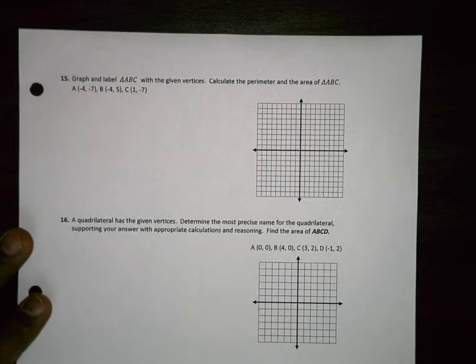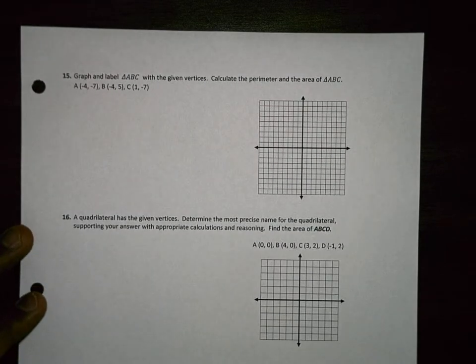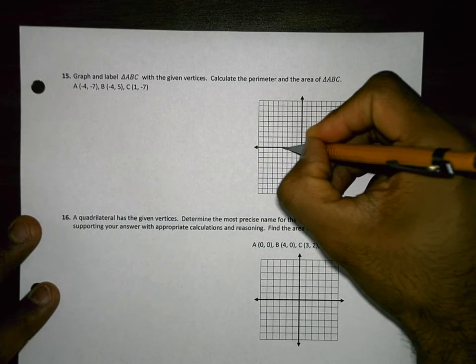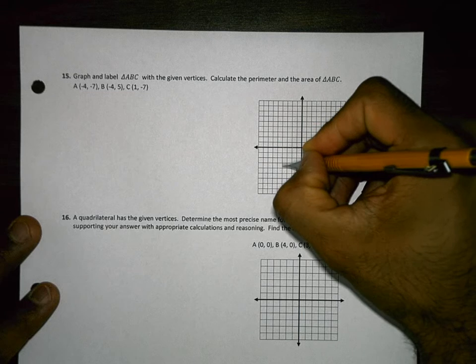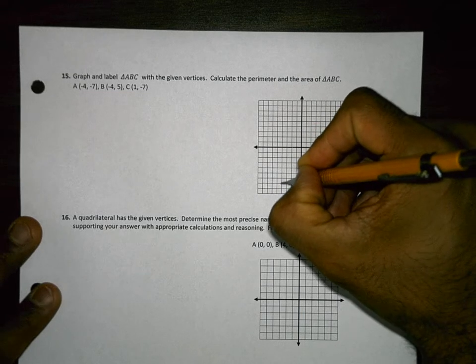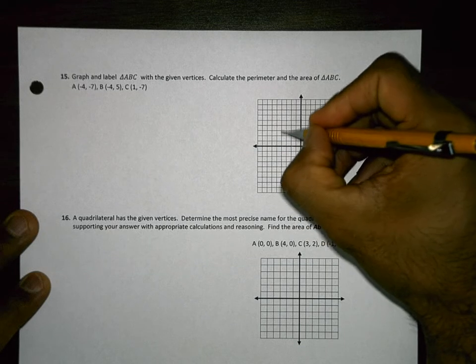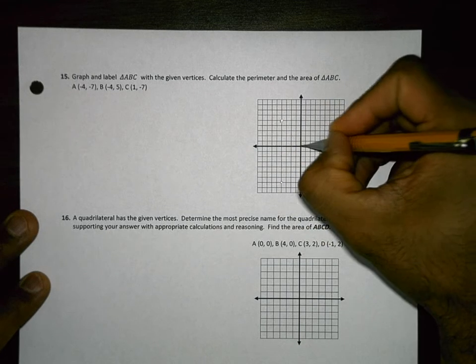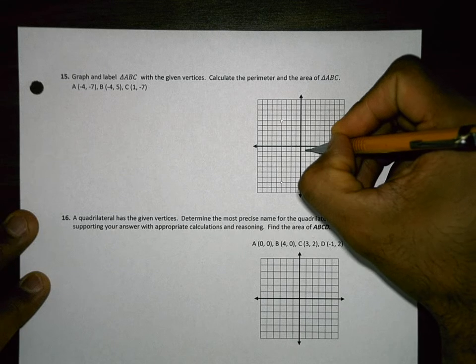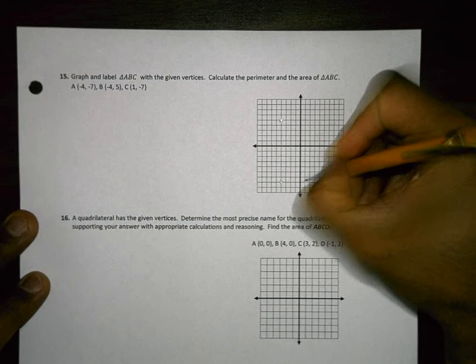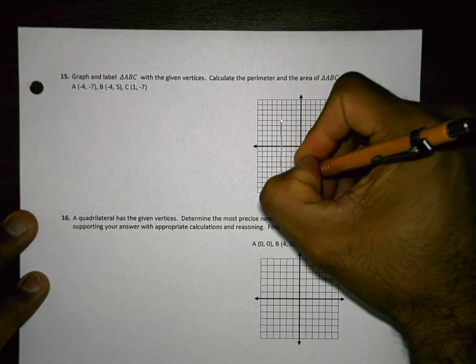15. Graph and label triangle ABC with the given vertices. Calculate the perimeter and the area. Okay. So negative 4, 7, 1, 2, 3, 4, 1, 2, 3, 4, 5, 6, 7. Negative 4, 5, 1, 2, 3, 4, 5. 1, negative 7. 1, 2, 3, 4, 5, 6, and 7. Okay.